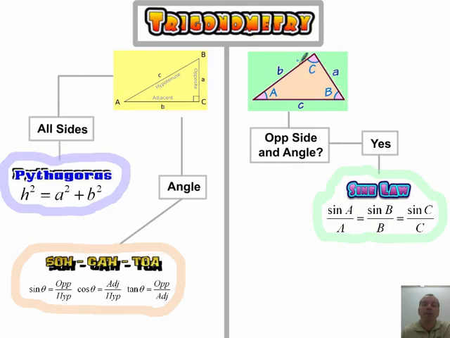So the formulas now, we had the left side with the right angle triangles, but if it's not a right angle triangle, or we can't assume that it is, then we're going to ask one simple question. Do I have opposite side and opposite angle? And if yes, then we're going to use sine law.